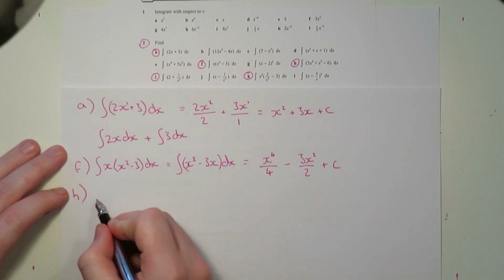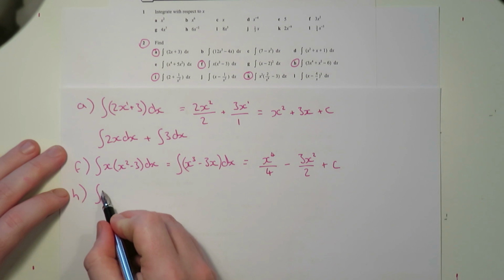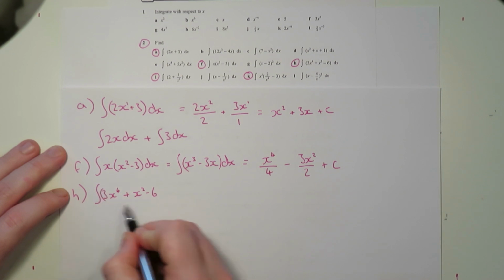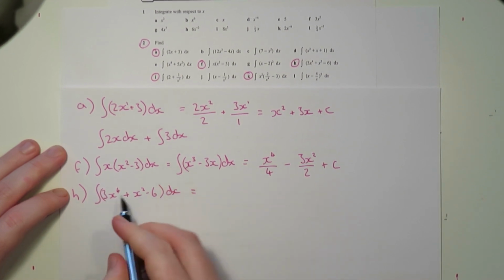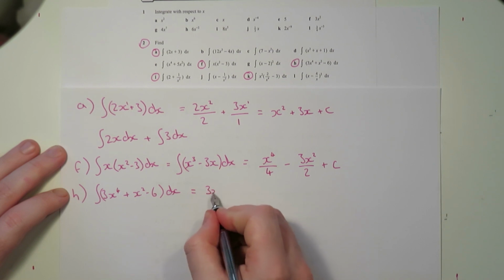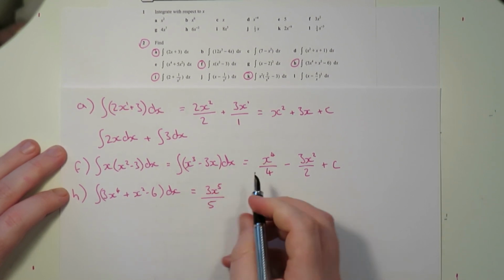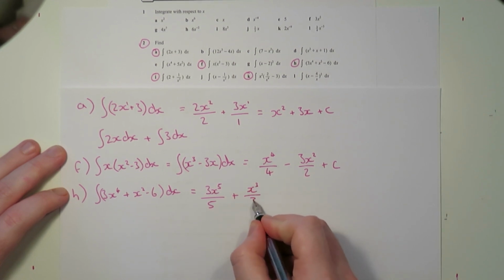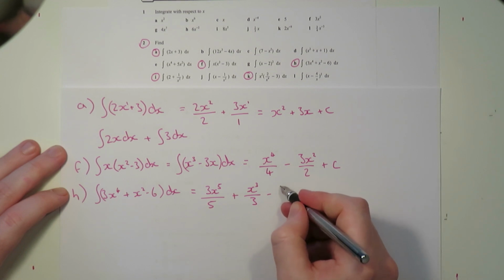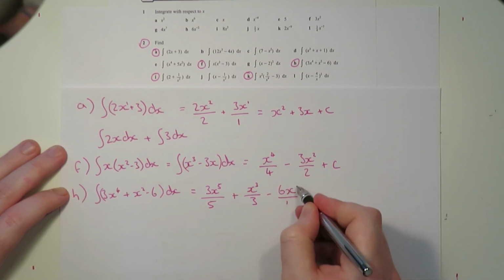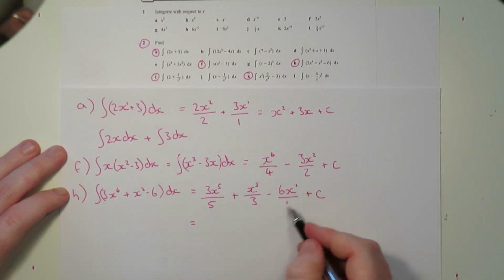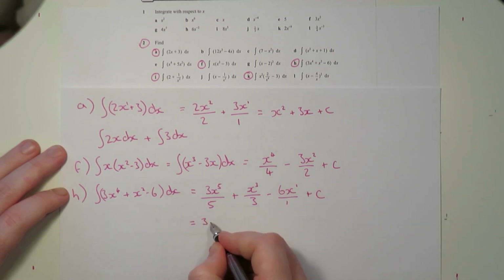Let's try H. So the integral of 3x^4 plus x squared minus 6 dx. So this here, increase the power by 1, 3x to the power 5, divide by the new power. Next one, increase the power by 1, x cubed, divide by the new power. The next one, 6 will be 6x divided by 1 plus c. So here, when you simplify that, of course, you would just say that that is just 6x, not the way I've written it there.